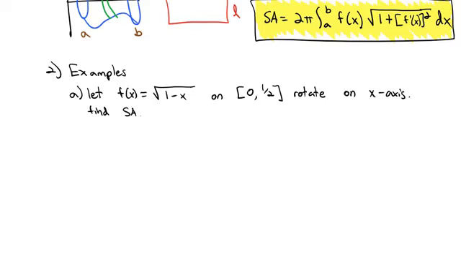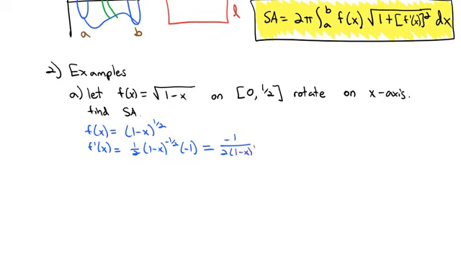Well, we know from our formula we don't just need the function, we also need the function's derivatives. So let's find those pieces first. The function f of x is 1 minus x to the 1/2 power. Its derivative is, bring the 1/2 out front, times 1 minus x to the negative 1/2 times the derivative of the inside, which is negative 1. So let's write that as negative 1 over 2 times 1 minus x to the 1/2 power.